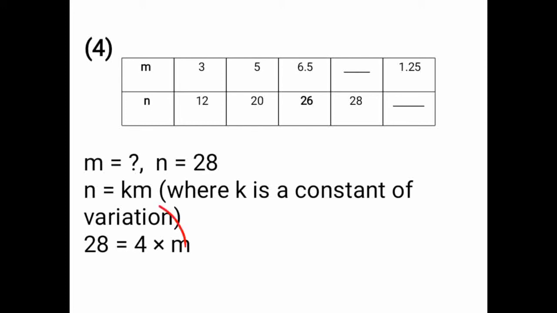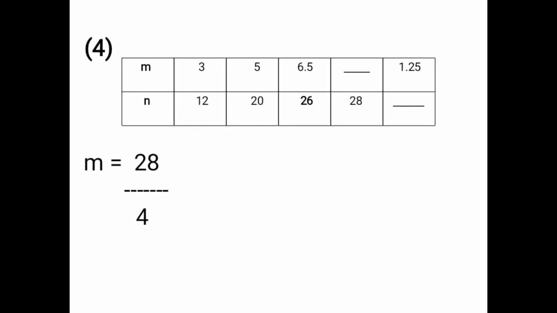M you have to take it on left side, because you have to find. Number 28, take it on right side on numerator, and 4 you have to take it on denominator. That is M is equal to 28 divided by 4. 28 divided by 4, 4 table is going. 4 ones are 4, 4 sevens are 28. Therefore M is equal to 7. M is equal to 7, which you got the answer, you have to write here.